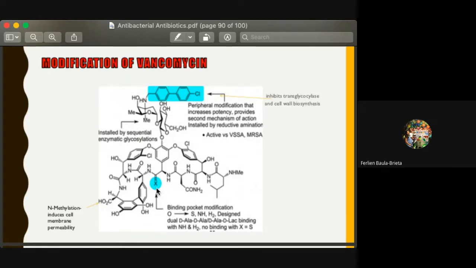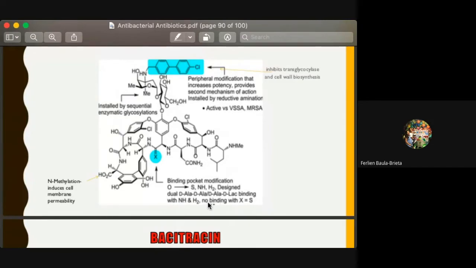Then here in the X part, it's a binding pocket modification. From oxygen, we can change it to sulfur, to amino or hydrogen, and it is designed for certain binding of compounds. And then here, we can do N-methylation, or you can add a methyl group here in our COOH. That would help cell membrane permeability. So that would help with this very bulky structure and enhance cell membrane permeability to penetrate the bacterial cell wall.